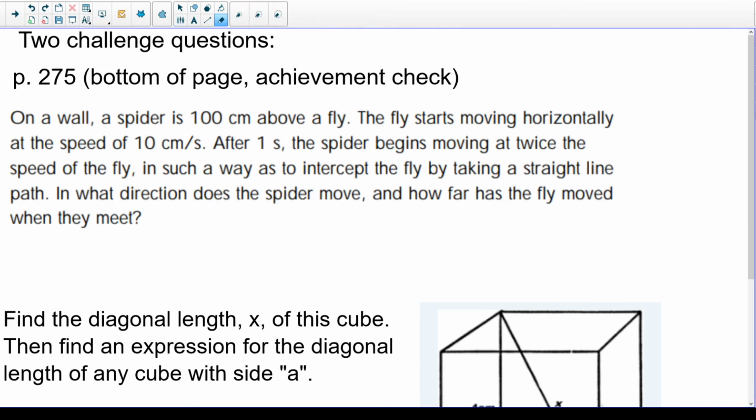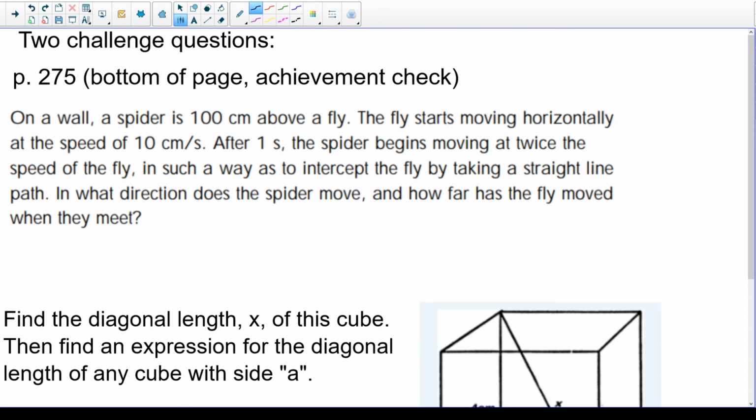And I'm going to post this in the Google Classroom as a document so that you can at least look at it. The first question comes from your textbook on page 275. It's right at the bottom of the page and it says achievement check. So let me read it to you. On a wall, a spider is 100 centimeters above a fly. The fly starts moving horizontally at a speed of 10 centimeters per second. After 1 second, the spider begins moving at twice the speed of the fly in such a way as to intercept the fly by taking a straight line path. In what direction does the spider move, and how far has the fly moved when they meet?